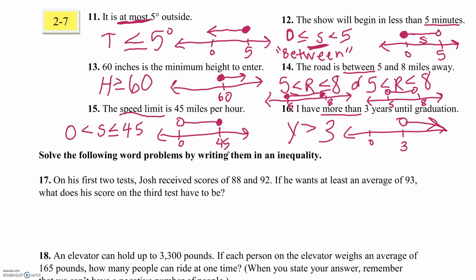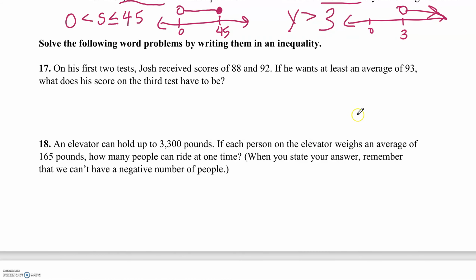Now let's go down to these wordier word problems. It says solve the following word problems by writing them as an inequality. So we're going to use some of those same skills we did in numbers 11 through 16 with a few more steps now that we have bigger word problems. Number 17 says, on his first 2 tests, Josh received scores of 88 and 92. If he wants at least an average of 93, what does his score on the 3rd test have to be?